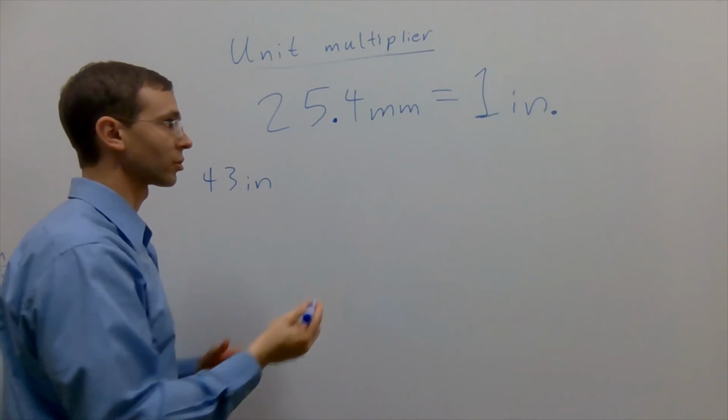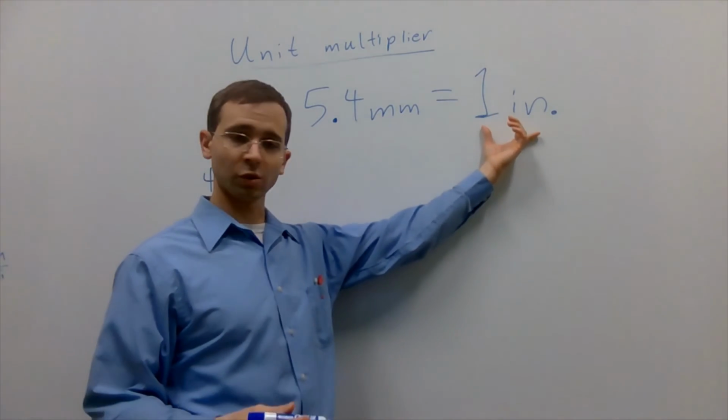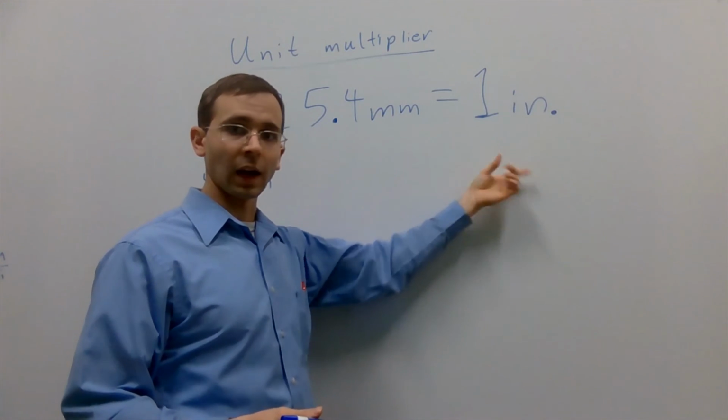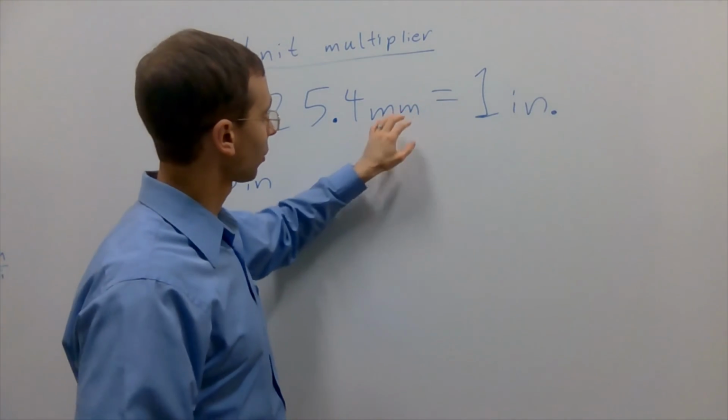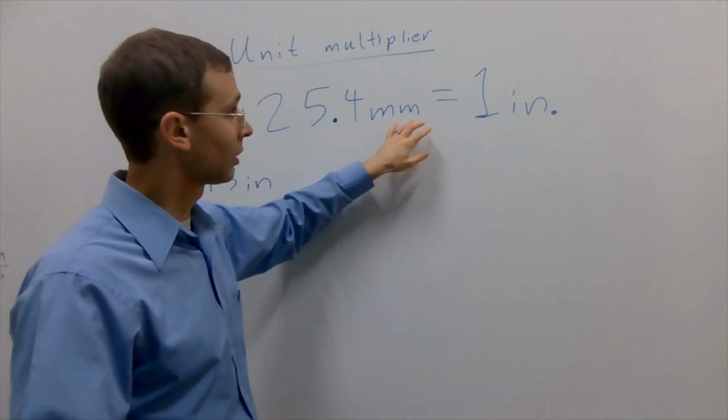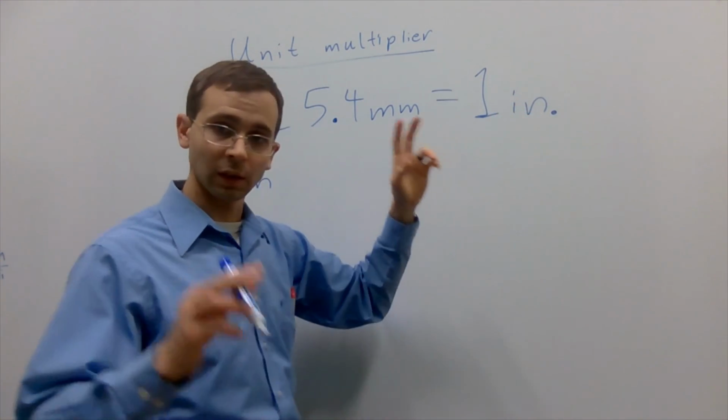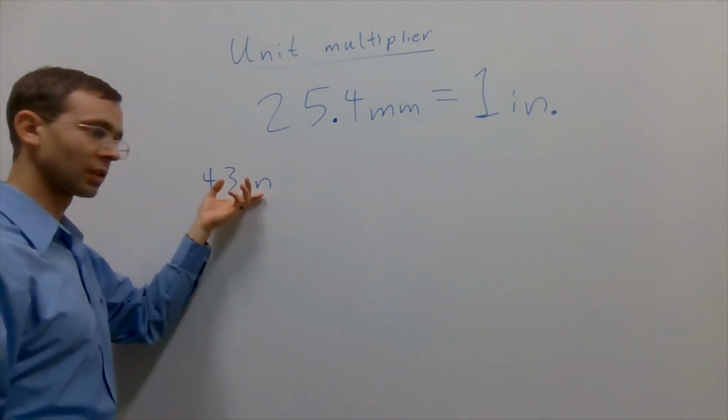So I'm going to make a fraction with one of these in the numerator, one in the denominator. I need to pick the one that has the units I want and put that in the numerator so that the units in the bottom will cancel, so to speak, with these units in my measurement.